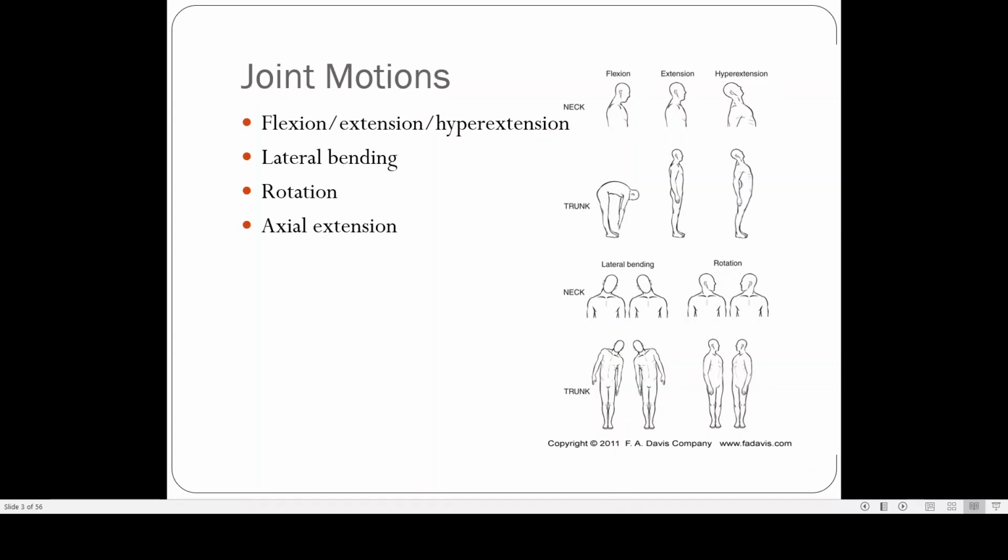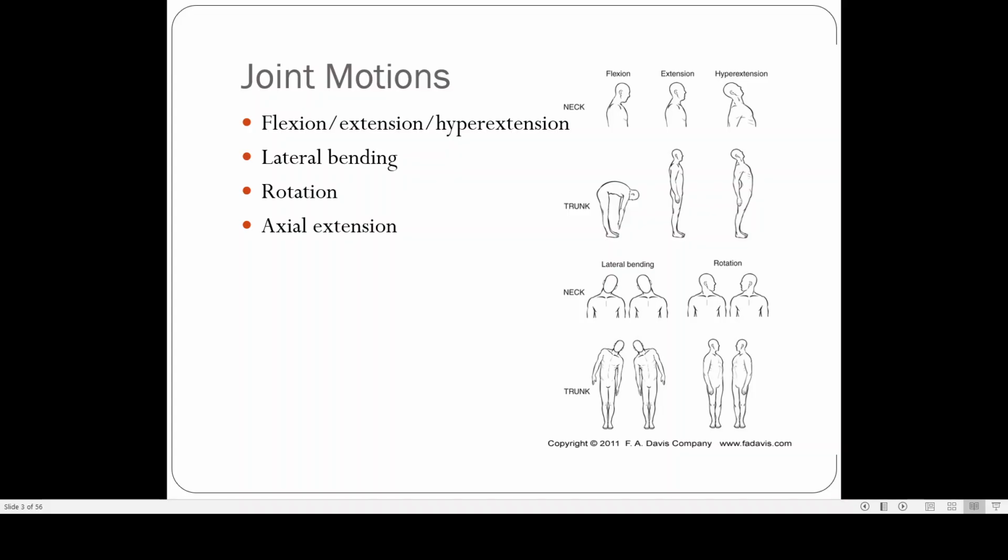At the neck and trunk, we have flexion, extension, hyperextension. We also have lateral bending, which you will also see as side flexion or side bending. All of those are correct. And then we also have rotation.